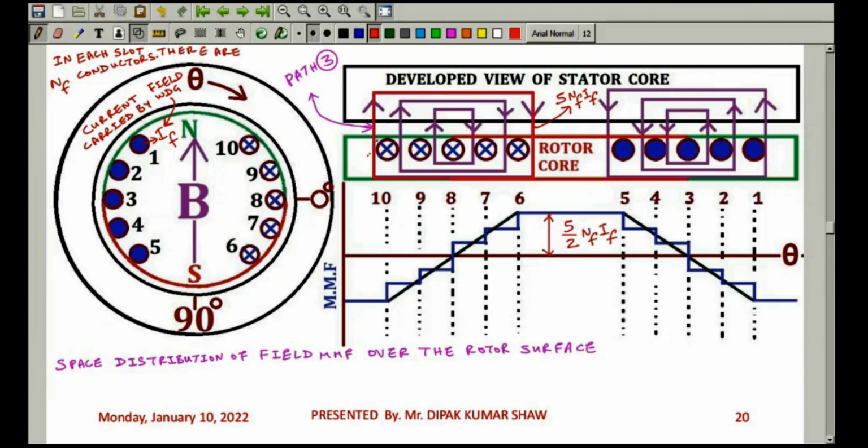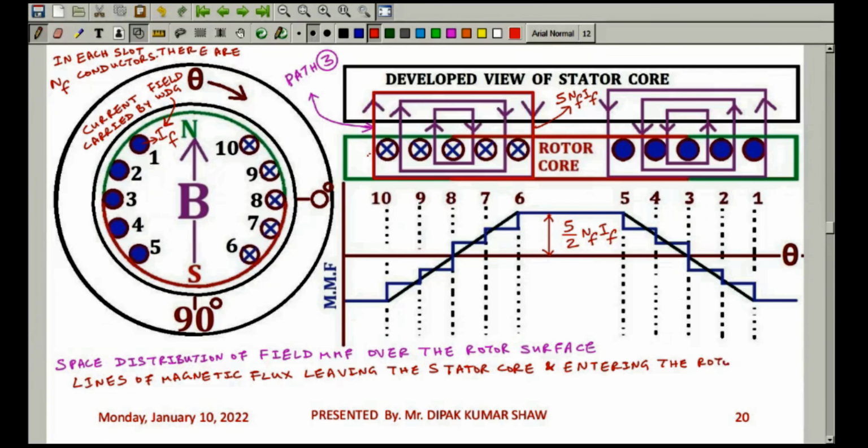Likewise, you can use this. So we have used that convention: lines of magnetic flux leaving the stator core and entering the rotor core are treated as positive, and vice versa.